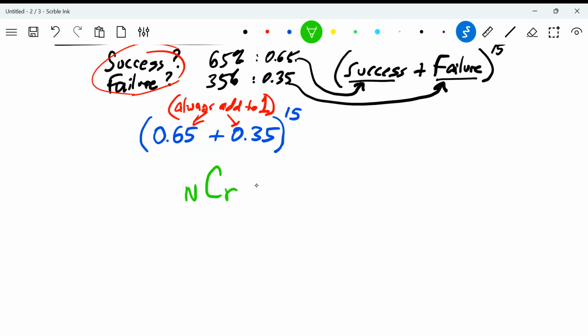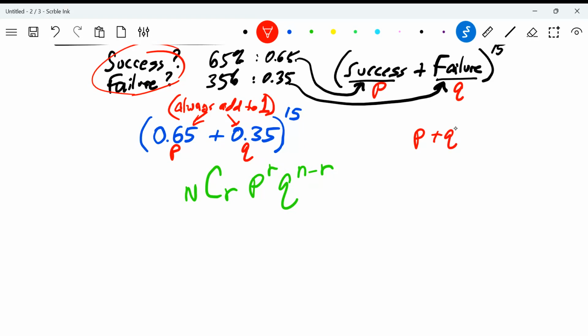nCr P^r Q^(n minus r), and this is P and this is Q. So a way you'll often see this, and I think the way the textbook does it, is (P plus Q) to the nth up here. Okay, so knowing that, we know that P and Q are these numbers here.